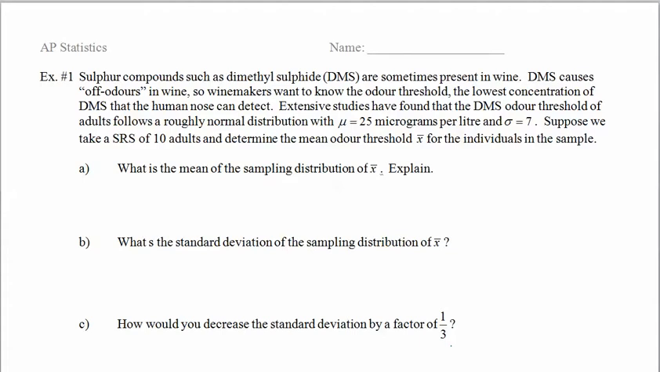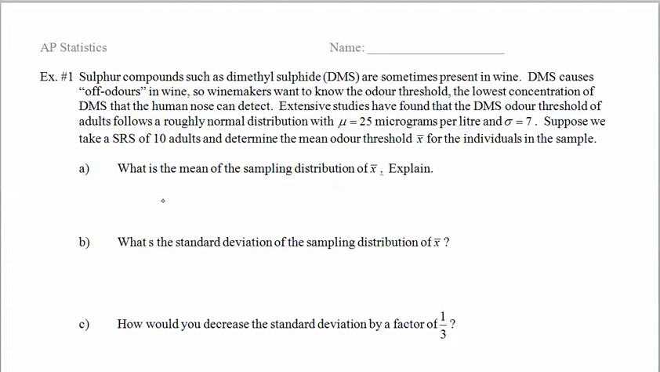Sulfur compounds such as dimethyl sulfide, or DMS, are sometimes present in wines. DMS causes off odors in wine, so winemakers want to know the odor threshold, which is the lowest concentration of DMS that the human nose can detect. Extensive studies have found DMS odor threshold of adults follow a roughly normal distribution, with mu equals 25 micrograms per liter and sigma equals 7. Suppose we take an SRS of 10 adults and determine the mean odor threshold X bar for the individuals in the sample. So what is the mean of the sampling distribution, and explain.